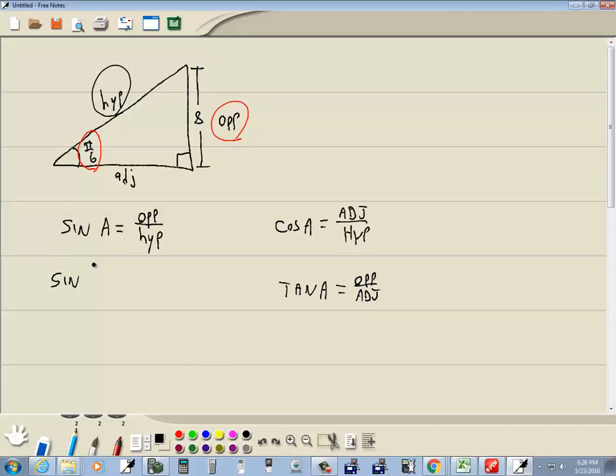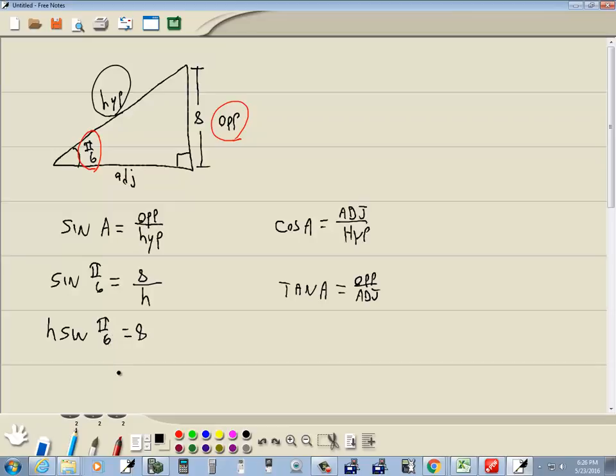Okay, so then I got sine, and I'll plug in my angle, which is pi over 6, is equal to opposite, which is 8, over hypotenuse, and I'll just put h for hypotenuse there. Now we want to solve that, so I'll multiply both sides by h. So I got h sine of pi over 6 is equal to 8.